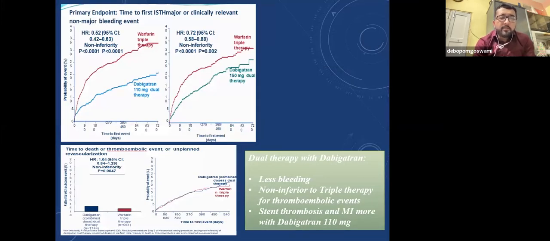So coming to the results, the REDUAL PCI trial showed that dual therapy with dabigatran led to less bleeding. It was non-inferior to the triple therapy for the thromboembolic events, and stent thrombosis and myocardial infarction were slightly more with the dabigatran 110 milligrams. So while using dabigatran 110 milligram, we have to use it with caution. Next slide.